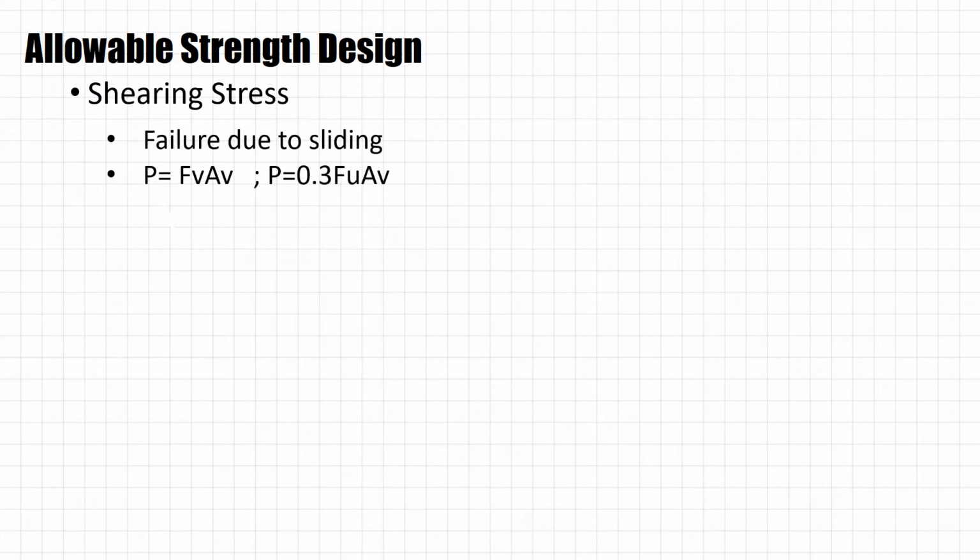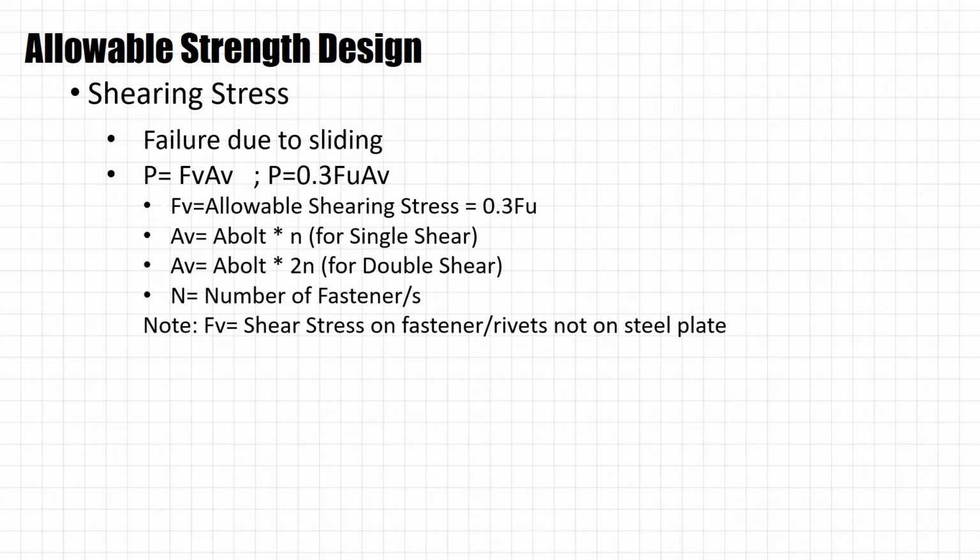Next, you have shearing stress. In shearing stress, we have failure due to sliding. The formula there is P equals FvAv or P equals 0.3 FuAv. So Fv is the allowable shearing stress, which is 0.3 Fu, that's why we have 0.3 FuAv. And the Av is equal to the area of the bolt multiplied by the number of bolts. And that's for the single shear.